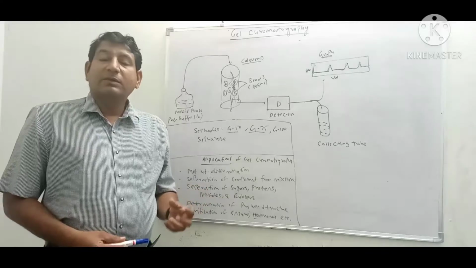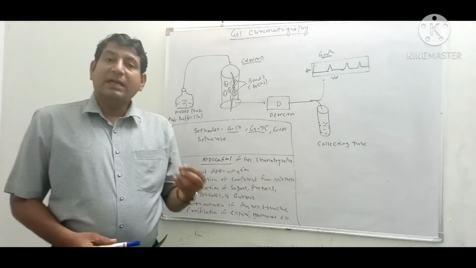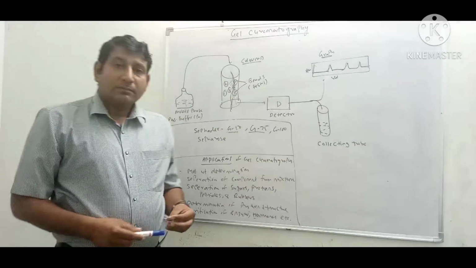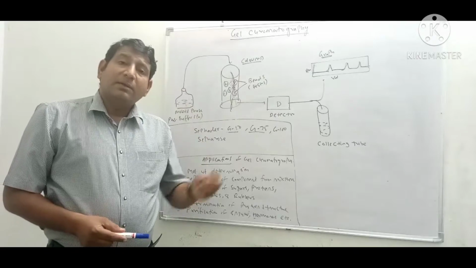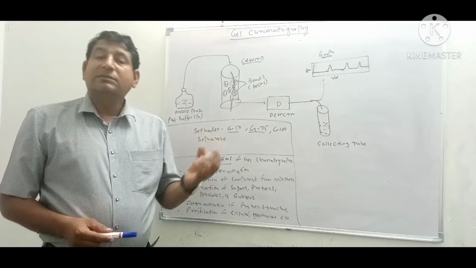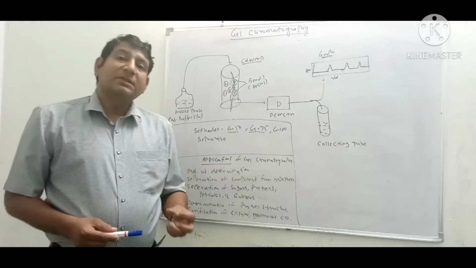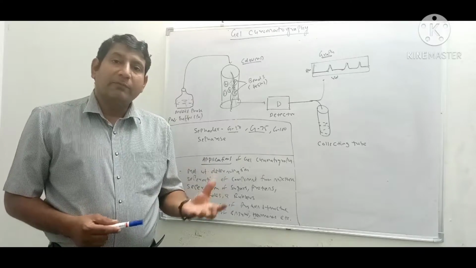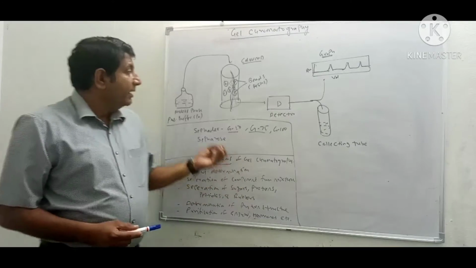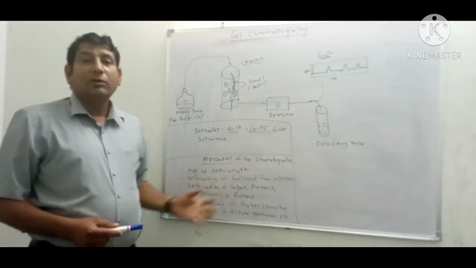Now these types of stationary resins have some pores inside their structure and they are packed into the column. Through that column, the solutes which have larger particle size, which have large molecular weight, pass through the voids, and those substances which have a small particle size enter through the pores. Now here we see the functioning and working of gel chromatography.